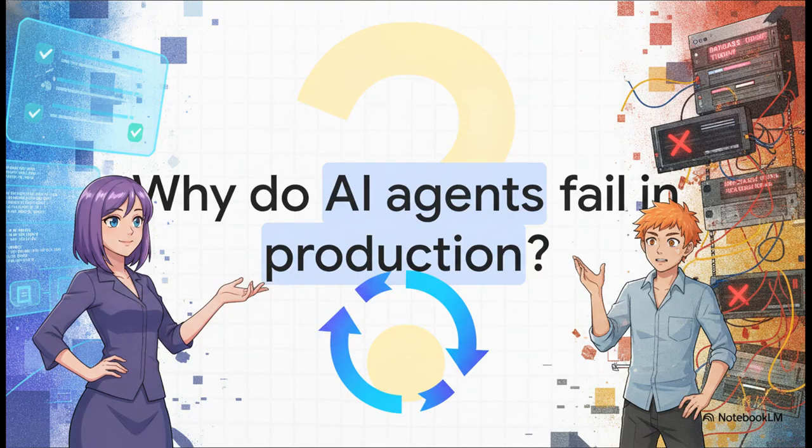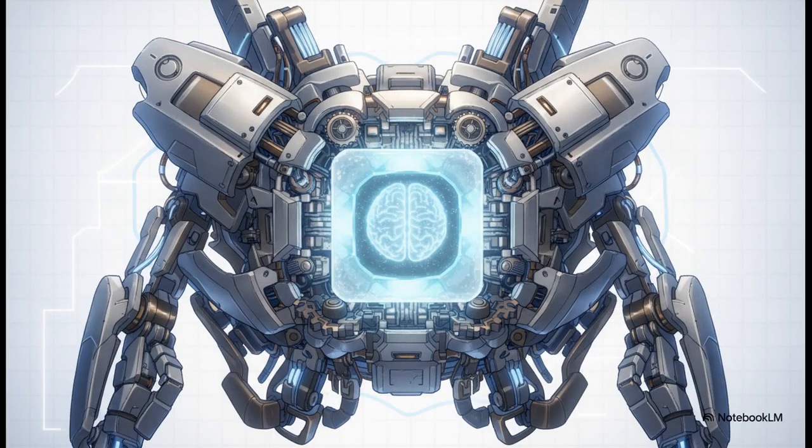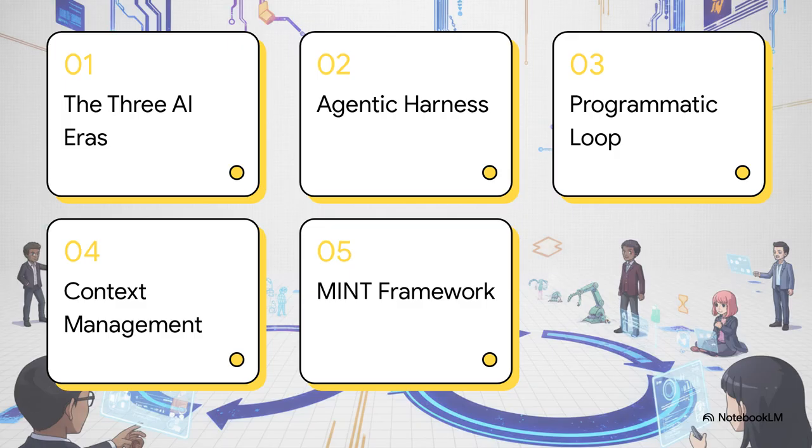Why does that happen? Well, the secret, and really the culprit behind those spectacular production failures, is that the AI model itself is actually only about 5% of the magic. Seriously. The other 95% is just the boring, deterministic, traditional software code that wraps around that model. That surrounding infrastructure, the harness and the loops, is what actually determines if your AI is going to survive contact with real-world traffic.